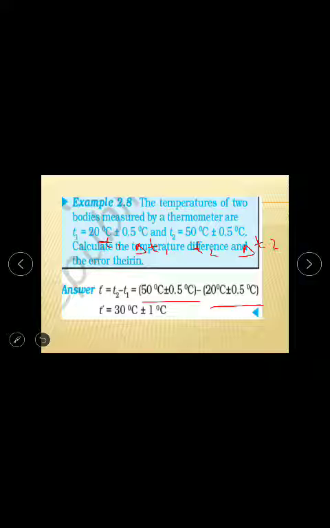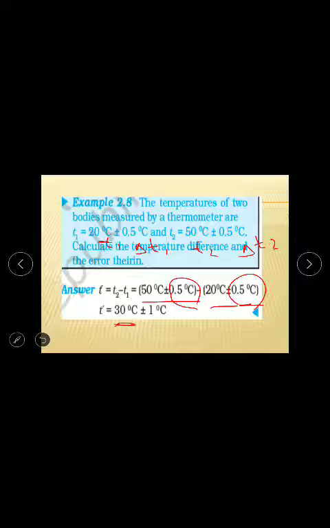Okay, A means here T2 minus T1 we have to do. That is 50 degrees Celsius minus 20 degrees Celsius. What is the answer? 30 degrees Celsius. But what about their absolute errors delta T1 and delta T2? So it is 0.5 and 0.5 that we have to add. The absolute error always we have to add if there is a sum or difference. Okay, so 0.5 plus 0.5 is what? 1 degree Celsius. So we have got the answer 30 degrees Celsius plus minus 1 degree Celsius.